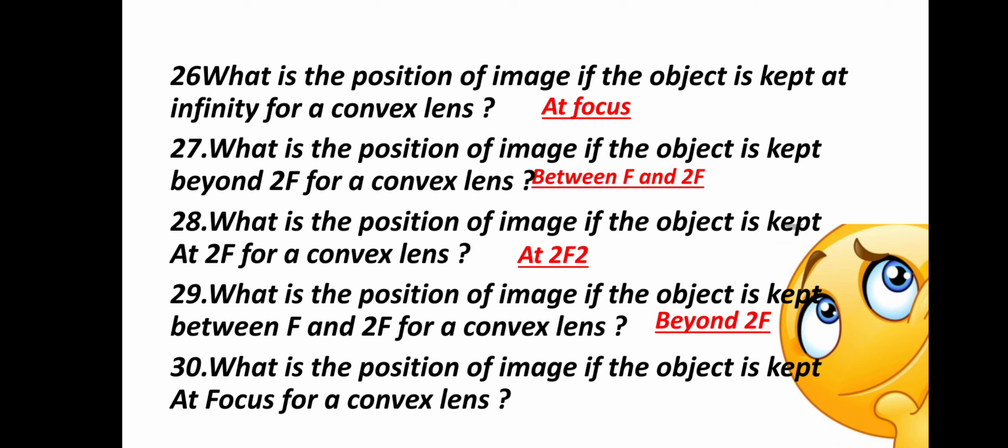What is the position of the image if the object is kept at focus for a convex lens? When we keep the object at focus, the image is formed at infinity, on the same side of the lens as the object, enlarged, virtual and erect.